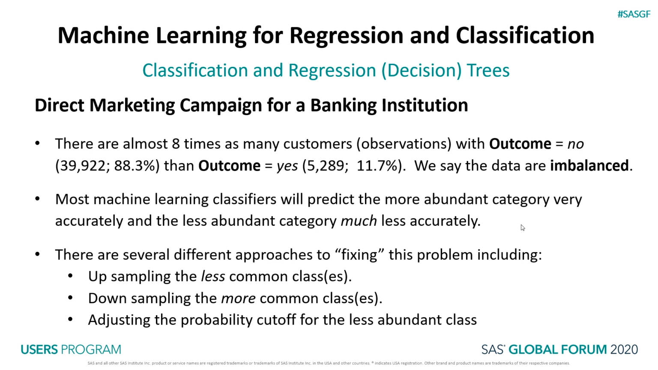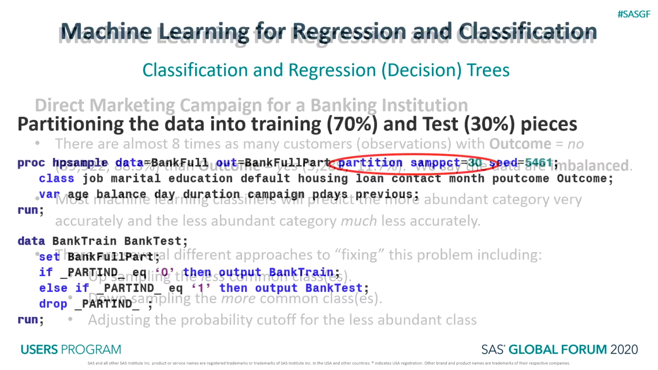So there are several ways of fixing imbalance. One is to upsample the less common classes, and you could use proc HP sample to help you with that. Another method is to downsample the more common classes. By far the simplest method is to adjust the probability cutoff for the less abundant class. And that's exactly what we did. And when we fitted a tree with a few more terminal nodes, that seemed to work very, very well.